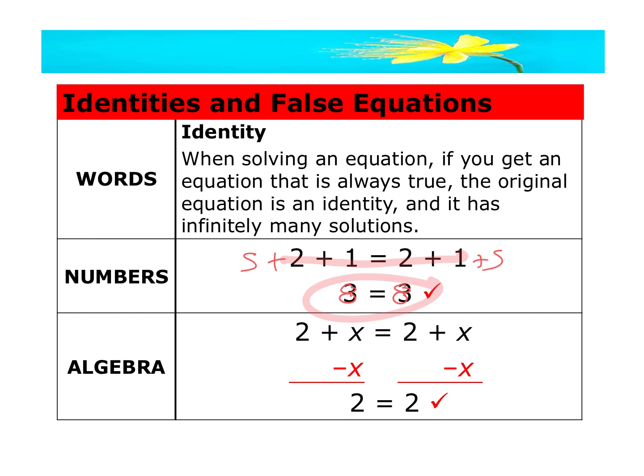As you guys see here, we have 2 plus x and 2 plus x. They're the same. They just subtracted the x to cancel it out here, and they got 2 is equal to 2.